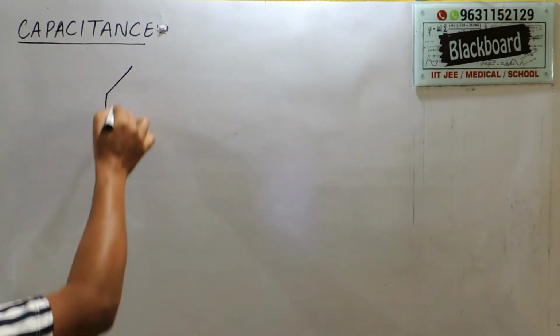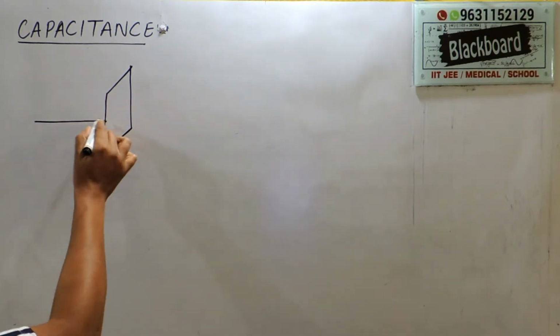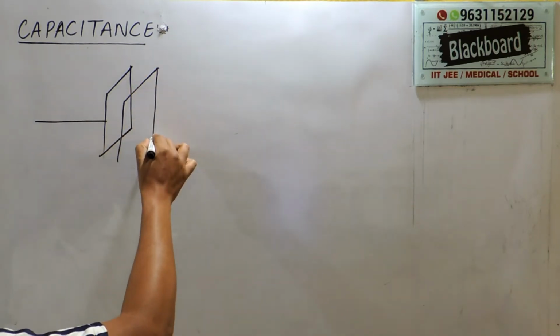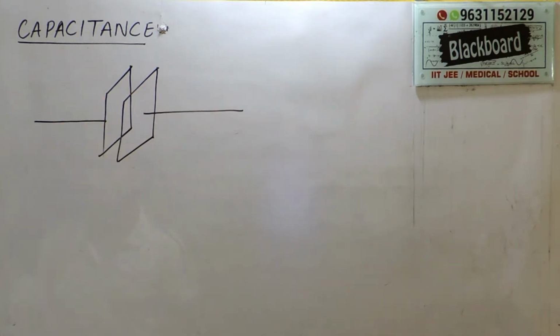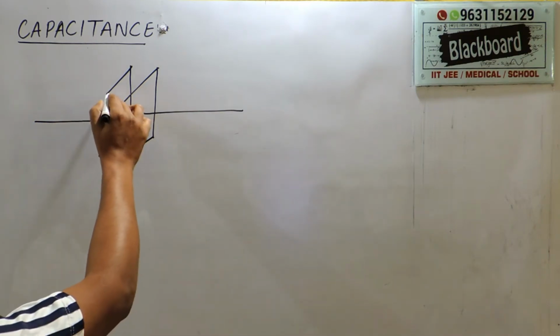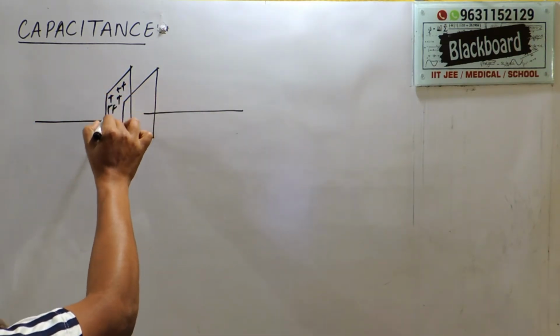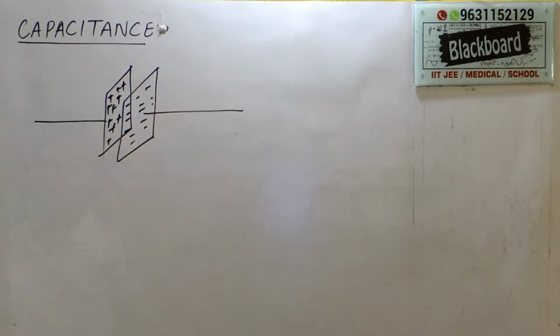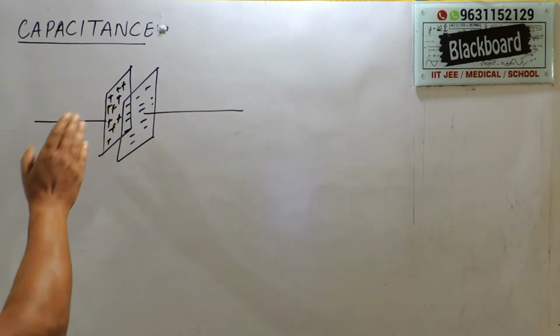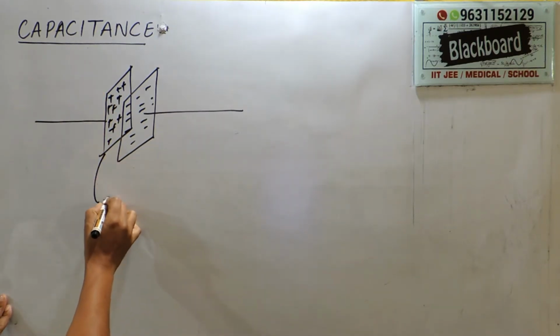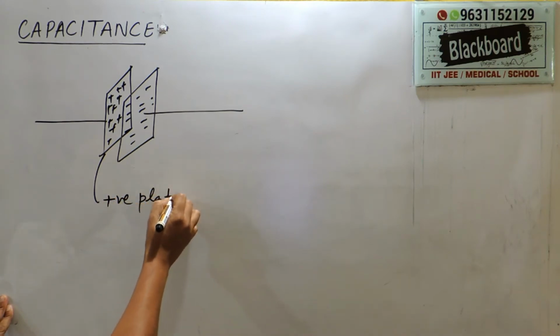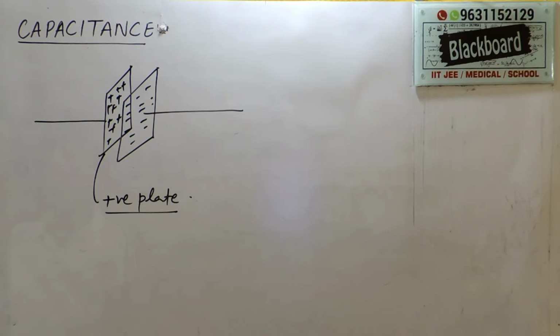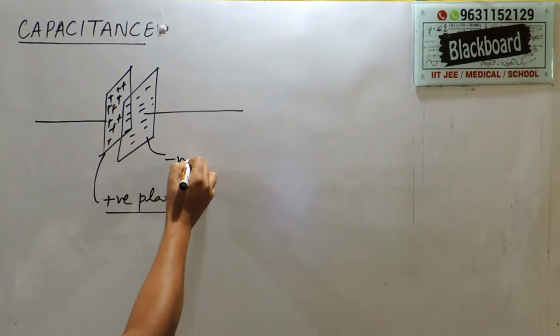Capacitor. Let this be a conductor and this another conductor placed very close to each other, then this system is called a capacitor. One conductor is given positive charge and the other conductor is given negative charge. The conductor with the positive charge is called the positive plate, and the conductor with the negative charge is called the negative plate.